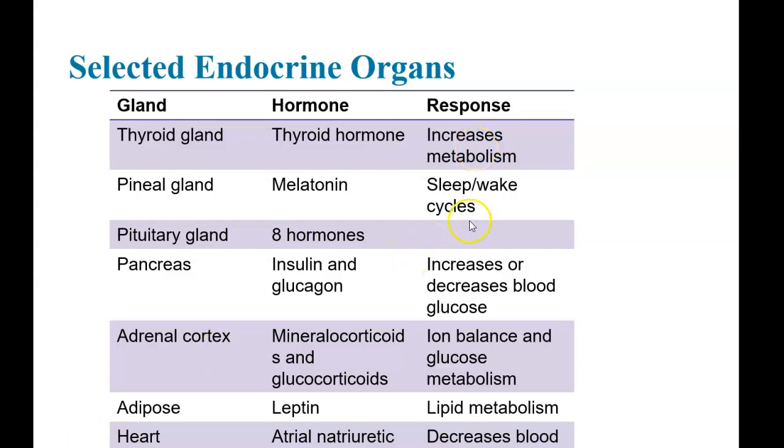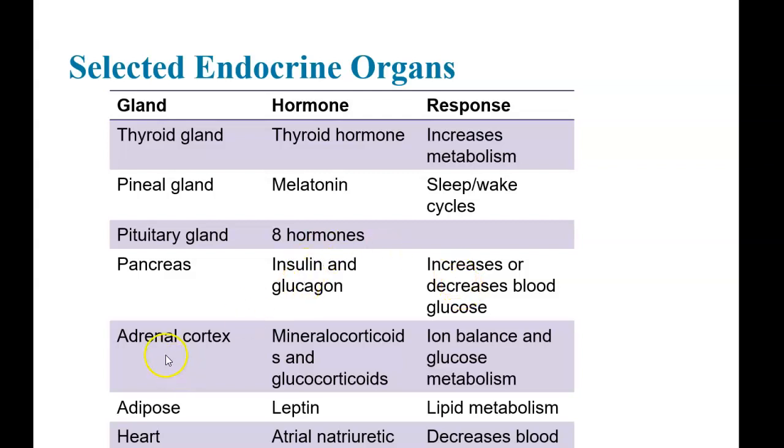The pituitary gland has 8 different hormones, 6 of them from the anterior pituitary, and 2 are from the posterior pituitary. I am going to go over those later on. So you do also have to know the hormones for those and the response that each of those hormones has. For pancreas, there's insulin and glucagon. These are involved in increasing or decreasing blood glucose.